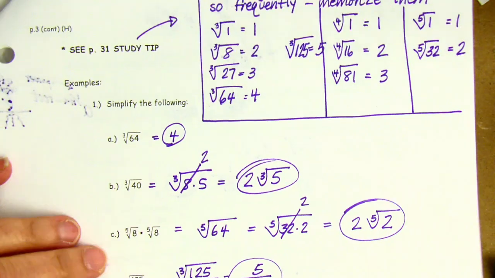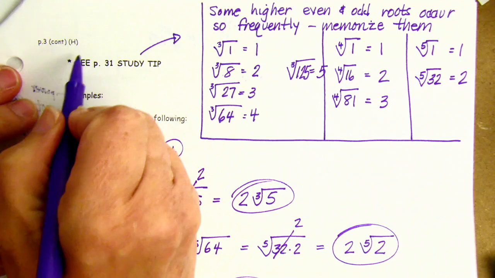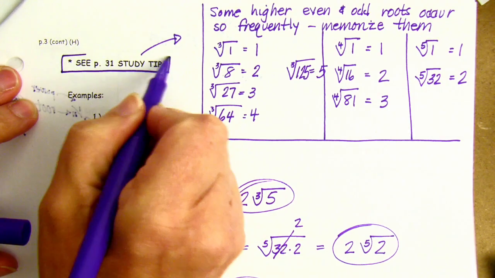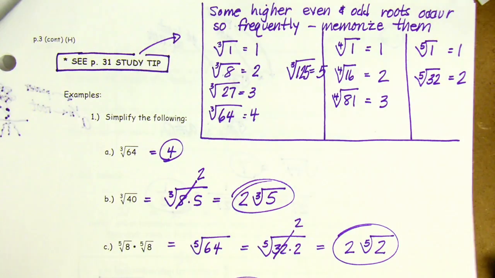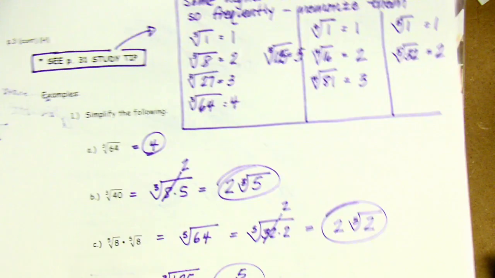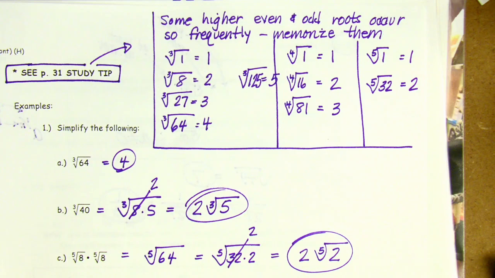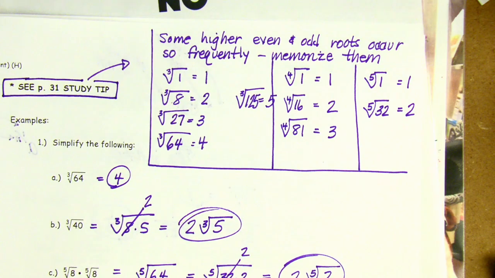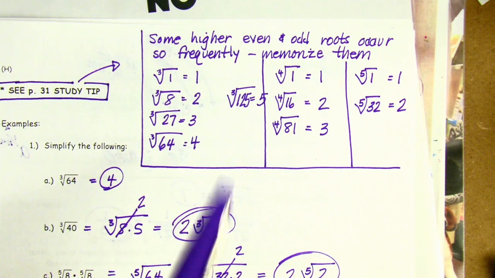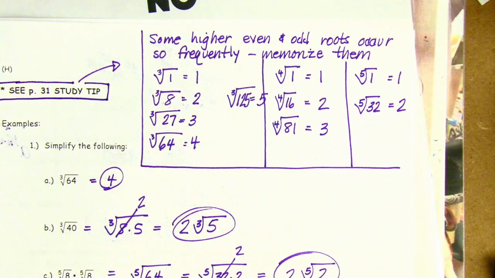Now, on this next page, it does say here to see page 31 study tip. And in fact, I took a little bit of time and wrote out what the study tip was. And pretty much basically, you're going to see here that some higher, even, and odd roots occur so frequently that you're going to want to memorize them. It just makes sense for you to just go ahead and memorize them.